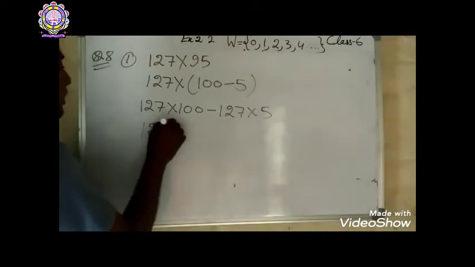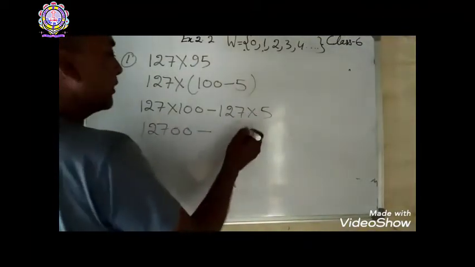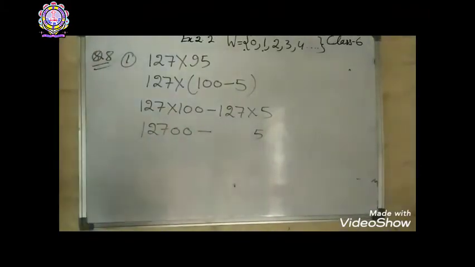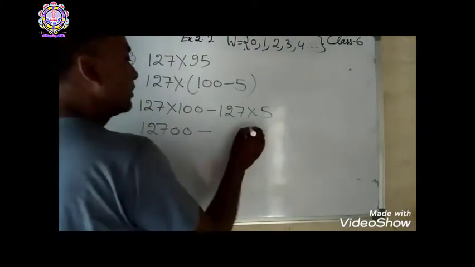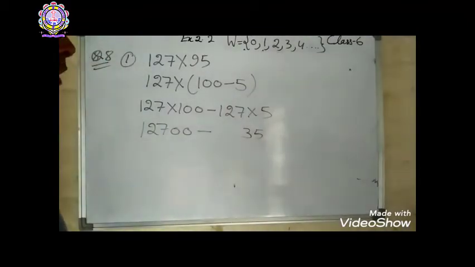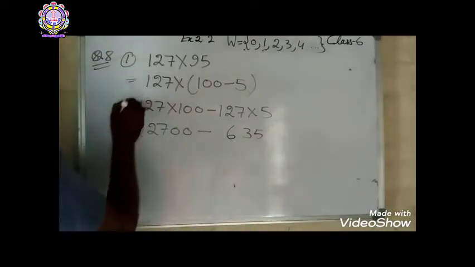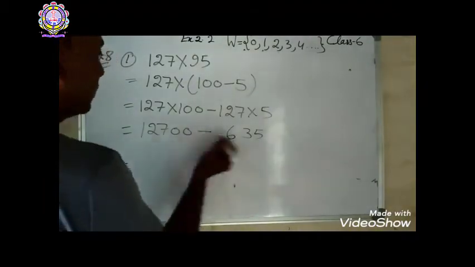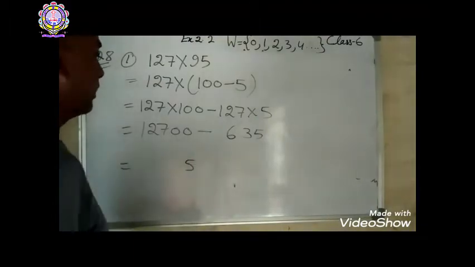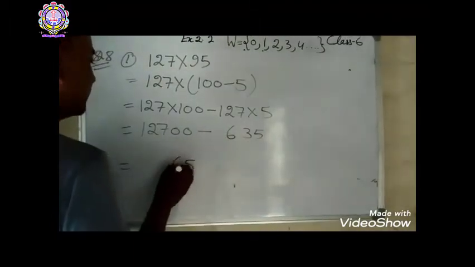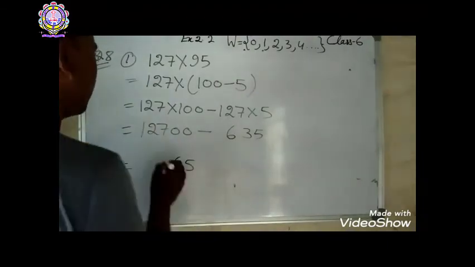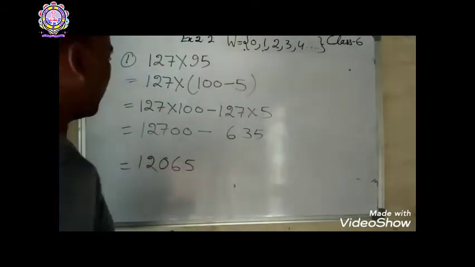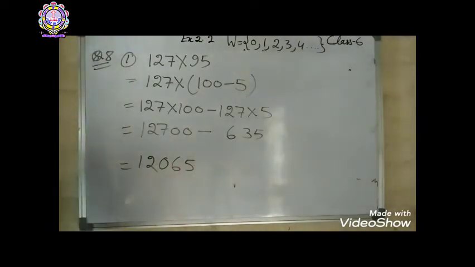That is 12,700 minus 635. 5 sevens are 35, 5 carry 3. 5 twos are 10, 3 is 13, write 3 carry 1. 5 ones are 5 and 1, 6. So 635. And now subtract it, you get the answer here. 5 from 10, you get 5. And 3 from 9, you get 6. And 6 from 6, you get 0. Here is the 12. So it is 12,065.